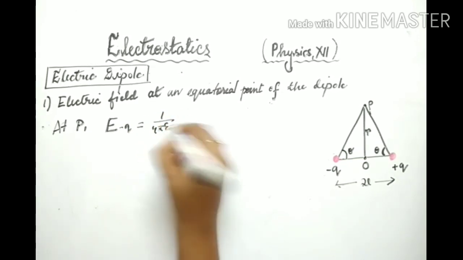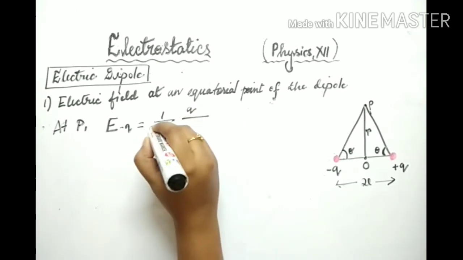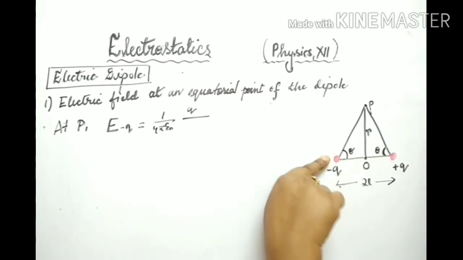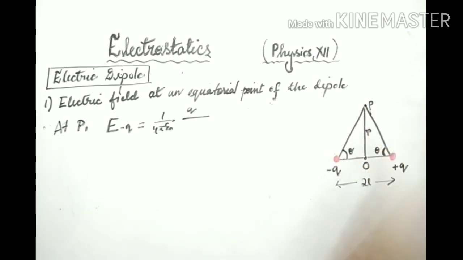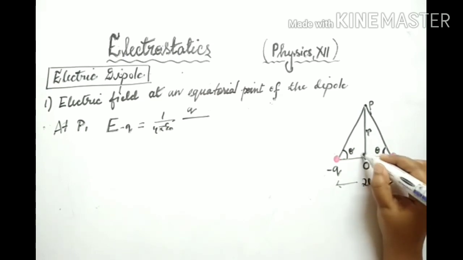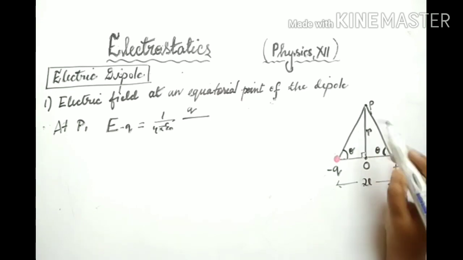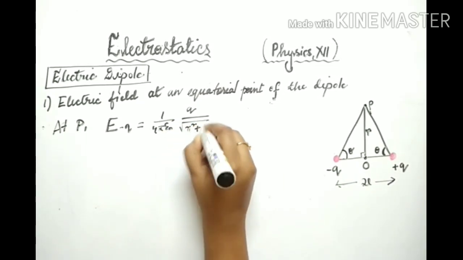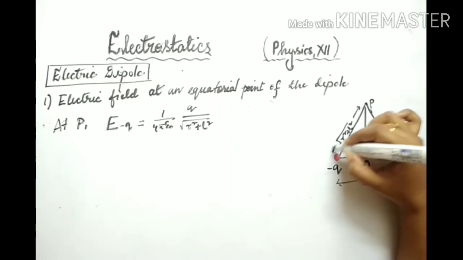1 by 4 pi epsilon naught, charge by distance. Now which distance do you want? From P to the minus q charge. Since this is a perpendicular bisector, it is 90 degrees to this line, which means it represents a right-angled triangle, so the Pythagoras theorem has to be used. We can easily write the distance as root over r square plus l square.